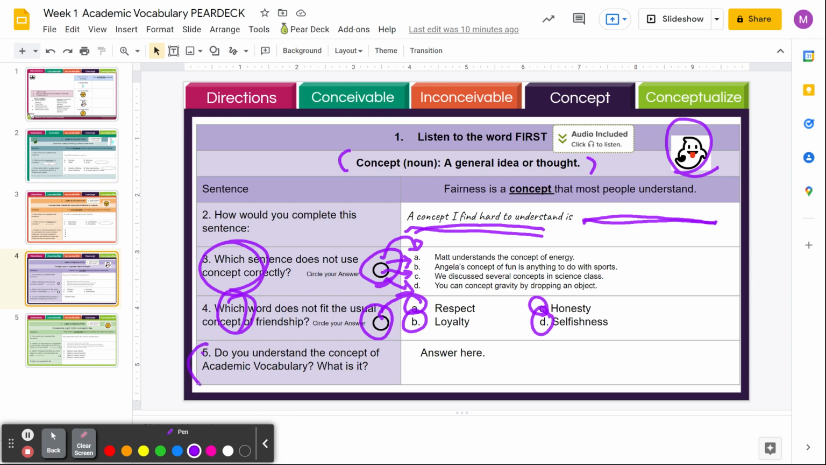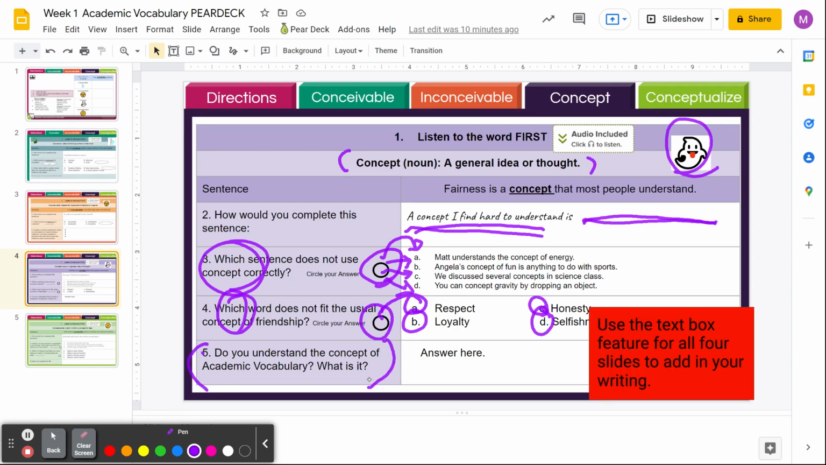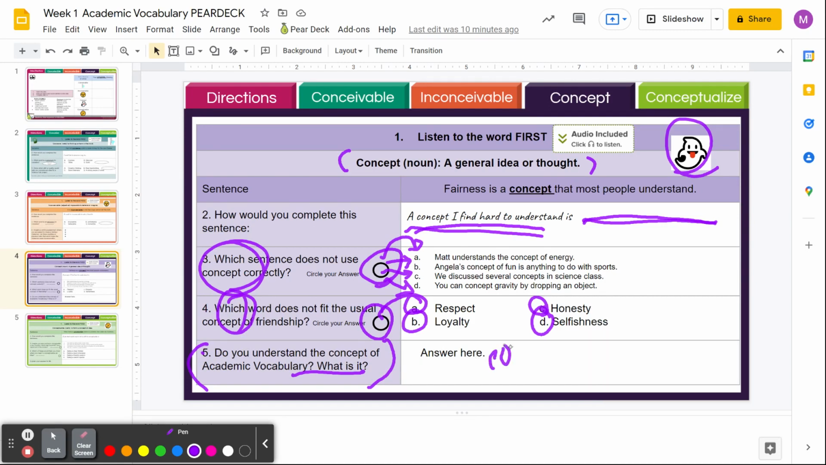And then for this one, it's an open-ended question. And so do you understand the concept of academic vocabulary? What is it? Go ahead and write your answer completely here. So be sure to write in a complete sentence and be sure to also double check for your capital letters and your punctuation.